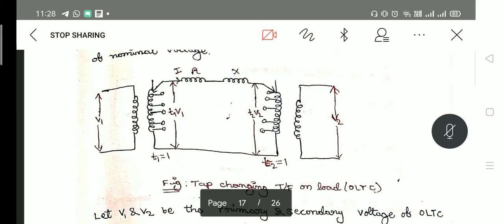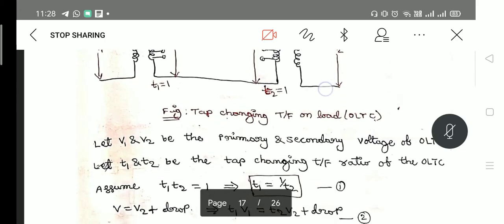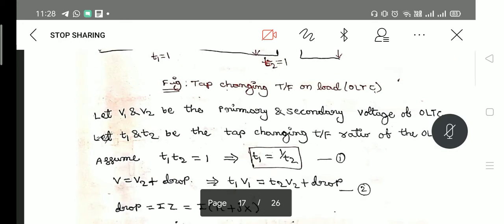Here V1 is the supply voltage and V2 is the load voltage, and T1 is the turns ratio on the V1 side, T2 on the V2 side, with current I, resistance R and reactance X. Here V1 and V2 are the primary and secondary voltages in this on-load tap changing transformer, and T1 and T2 are the tap changing transformer ratios.